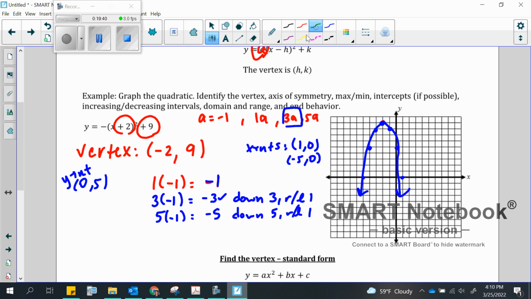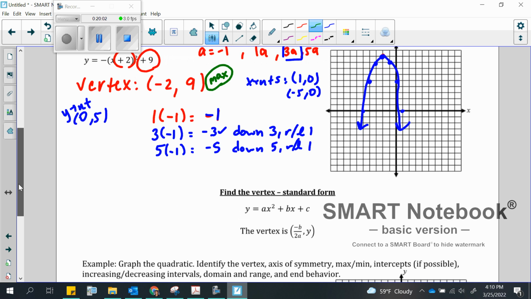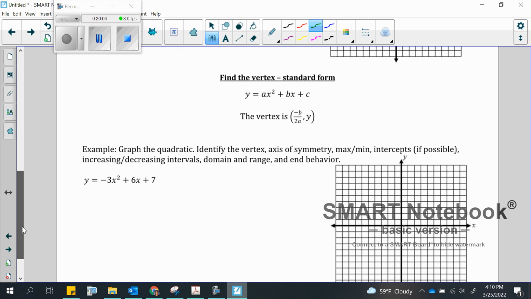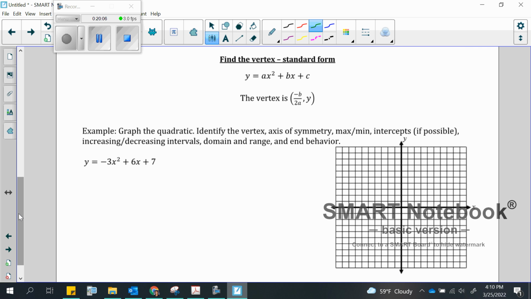And in this case, my vertex is a max rather than a minimum because our graph is facing downward. Okay, then the last one I want to get to, and then I'll just leave you a few problems to work, is what about graphing in standard form?